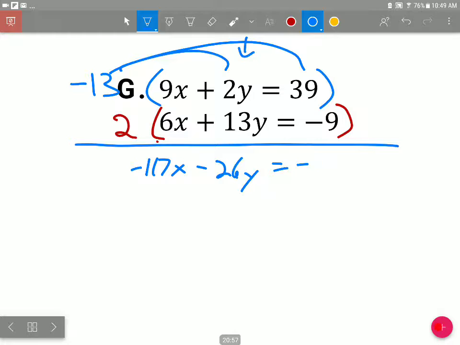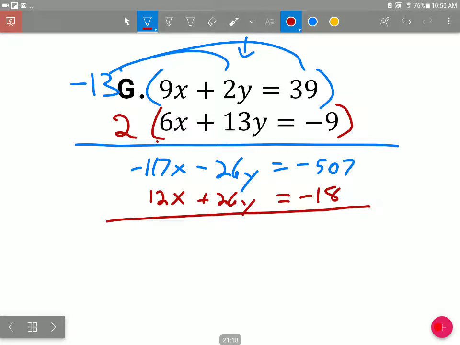.507, so negative 507. Yeah, that's huge, but still, we'll survive. All right, let's do the 2. What's 2 times 6? You can do this one. 12. What's 2 times 13? And what's 2 times 9? 18, so negative 18.